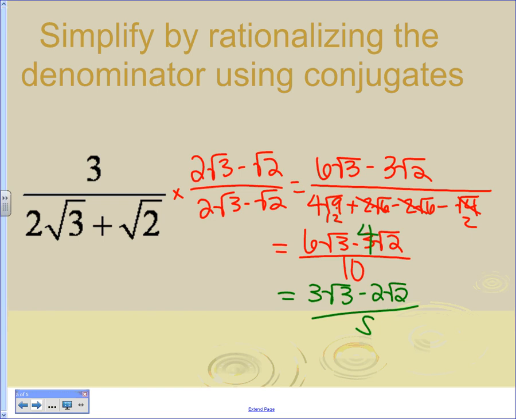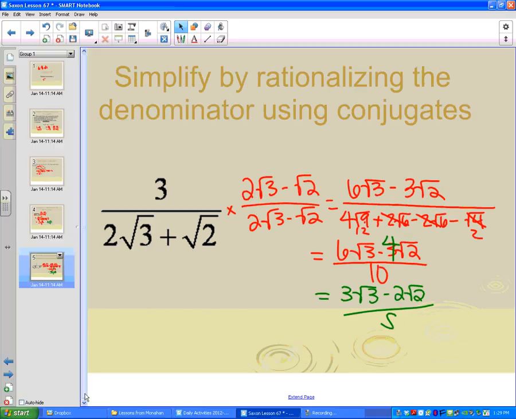4 square root of 9. The square root of 9 is 3. 3 times 4 is 12. Any other questions? Okay?